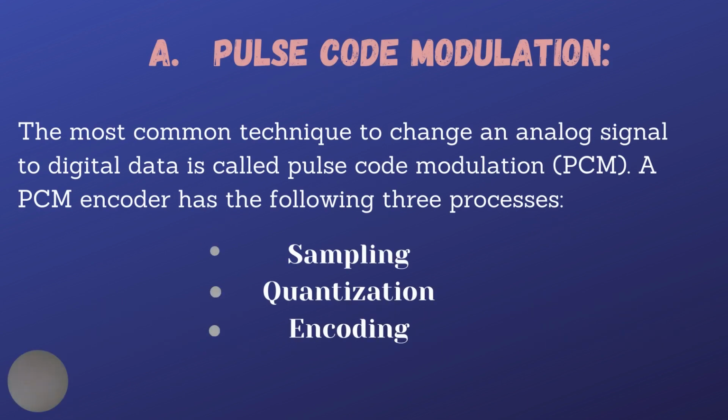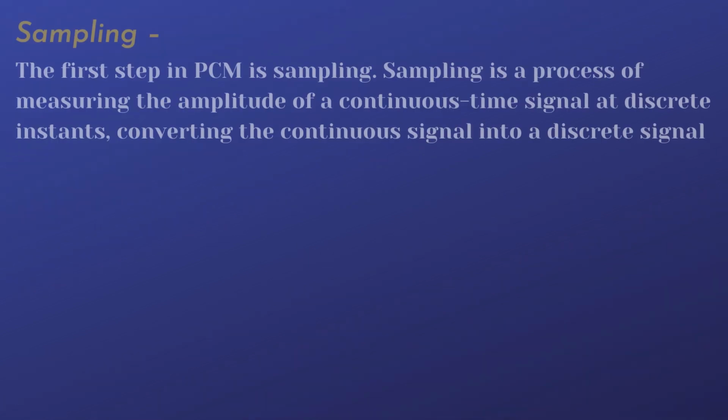The first method is pulse code modulation. The most common technique to change an analog signal to digital data is called pulse code modulation. A PCM encoder has the following three processes, which are sampling, quantization, and encoding.